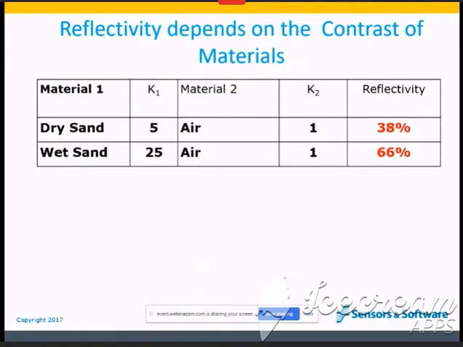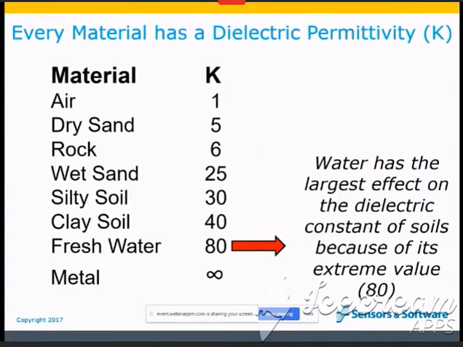When you're looking for an air-filled utility, a water-saturated soil can be very helpful. Keep in mind that the only change in this scenario is that we change dry sand to wet sand. Let's talk about this for a minute. So what's the difference between dry soil and wet soil? This is not a trick question, it's water.